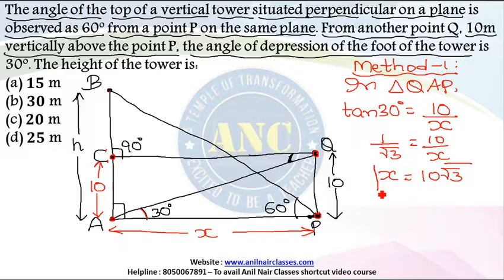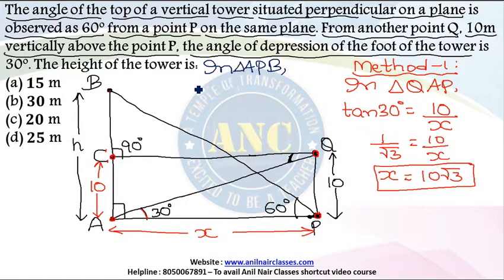I got to know the value of X, and X is nothing but AP value or CQ value. AP or CQ both are absolutely the same thing. X value is 10 root 3. Similarly, there is another right angle triangle which is slightly bigger in nature. That right angle triangle is triangle ABP or APB, right? So triangle APB is what I am taking right now.